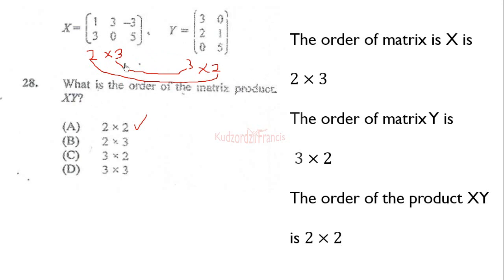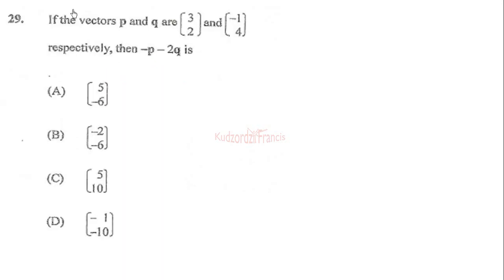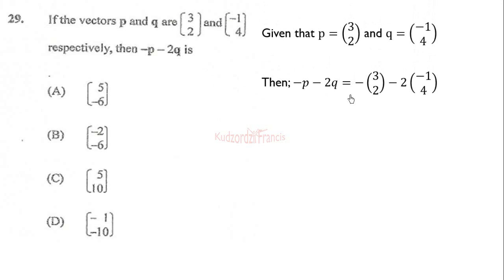Now we proceed to question 29. If the vectors P and Q are 3, 2, and negative 1, 4 respectively, then negative P minus 2Q is. So we just do the substitution. Wherever we see P, we put the vector, and wherever we see Q, we put this vector. Now let us multiply using the scalars. So this is like negative 1.